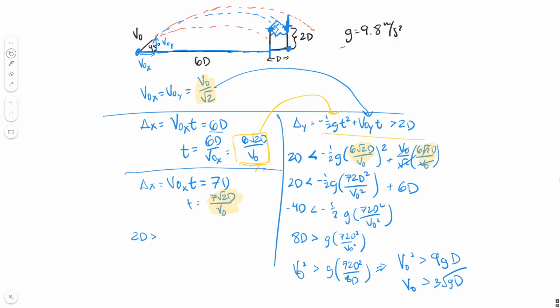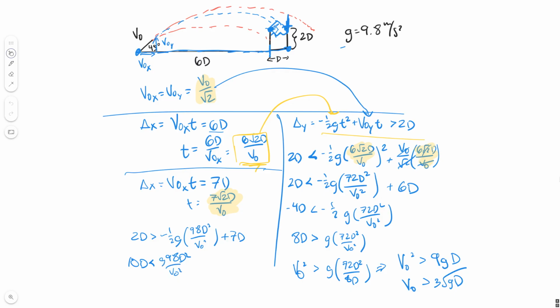So we don't really get away with a whole lot of simplification right away, but instead of doing 6 times the square root of 2 squared, we're doing 7 times the square root of 2 squared, so that's 49 times 2, which is 98d squared all over V0 squared. And then over here, we'll get some things that cancel, but we'll be left with 7d. I hope that's right. When we subtract 7d from both sides and multiply both sides by negative 2, so if I subtract 7d from both sides, I get negative 5, so I'll get 10d is less than g times 98d squared over V0 squared.